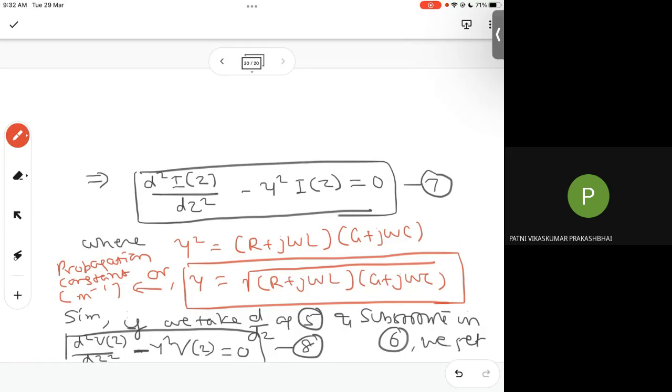Okay. So this particular parameter, which we have just now brought into the picture, the very first parameter, gamma, is the propagation constant. That will tell me how the signal propagates, which we will also understand very clearly in my next lecture.